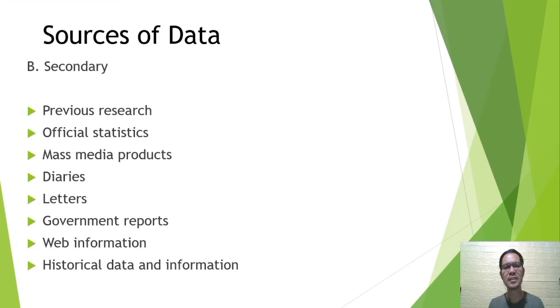Now, how about this secondary source of data? These are the data collected for some purpose other than the problem at hand. So secondary sources are data that already exist, such as previous research, official statistics, mass media products, diaries, letters, government reports, web information, historical data, and information.